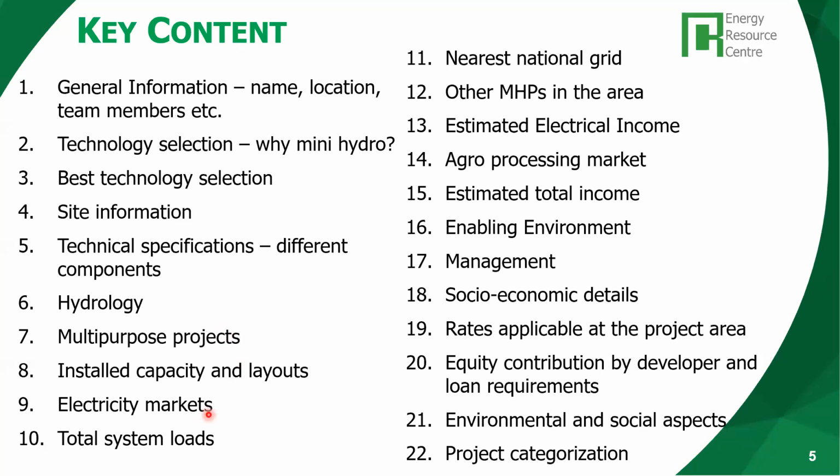Who are the consumers? This has to be decided, and what the total system load is has to be described. If it is an isolated system, and I'm assuming that this is either a mini grid or an isolated system, where is the nearest grid connection? What are the other mini hydro projects in the area? That has to be also considered.